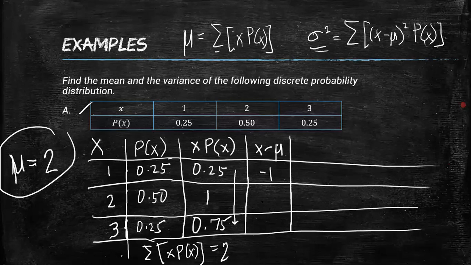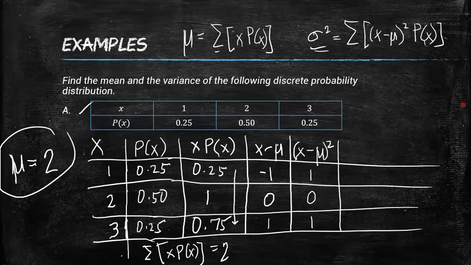So, 1 minus the mu, which is 2, ilan? 1 minus 2, ilan? Negative 1. And then, ilan sunod? 0. And then, 1. Okay, next step. Ano yung next step? Squared si x minus mu. X minus mu squared. So what is x minus mu squared? Dito naman gagaling sa x minus mu, squared na lang. Ready na siya. So, negative 1 squared is 1. Okay. And then we have 0 and then 1.